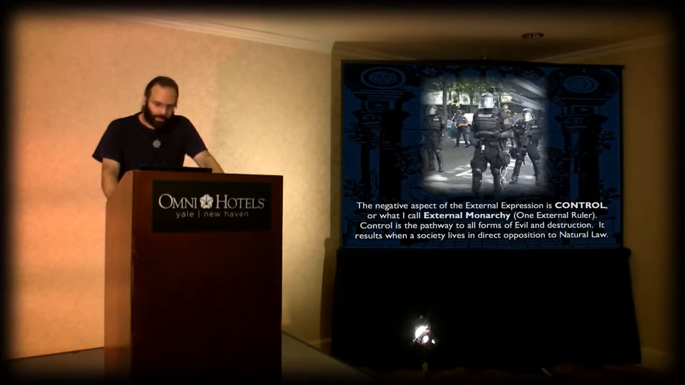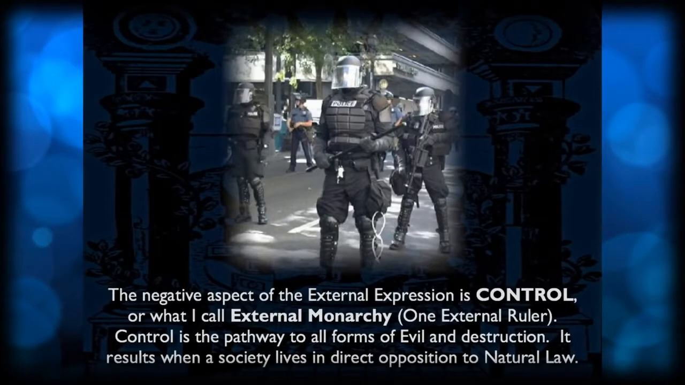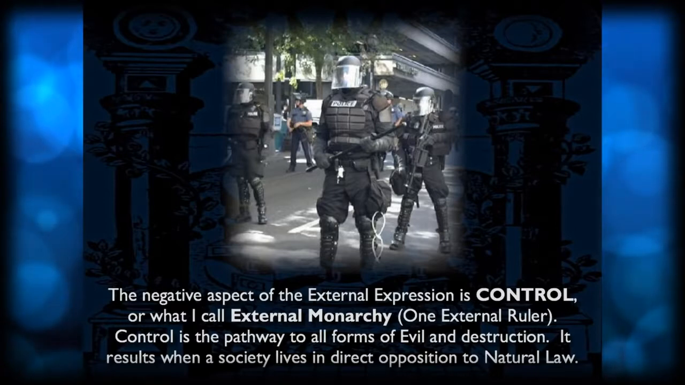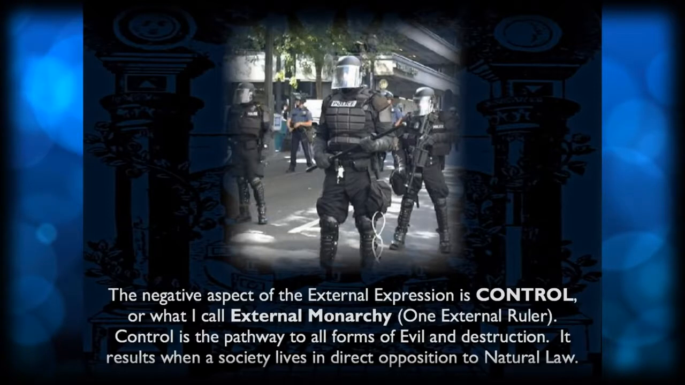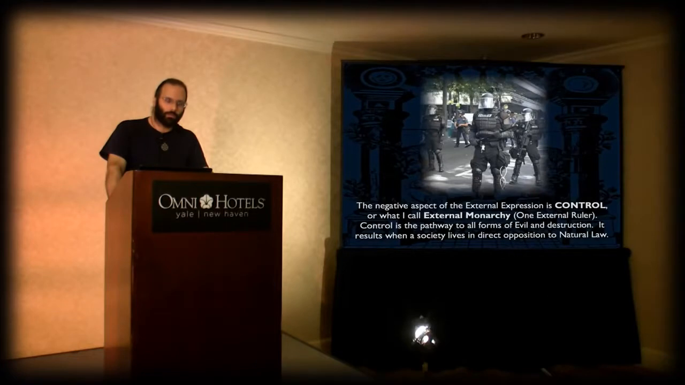The negative aspect of the external expression of natural law is control, what I call external monarchy, one external ruler, the concentration of illusory power, okay, in the hands of institutions like government. Control is the pathway to all forms of evil and destruction. It results when a society lives in direct opposition to natural law.